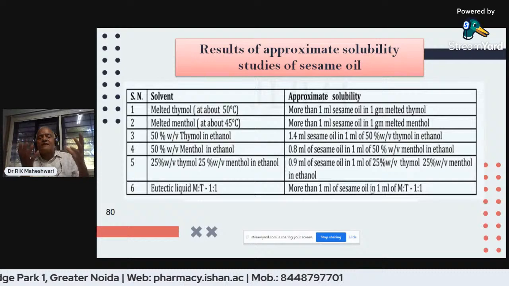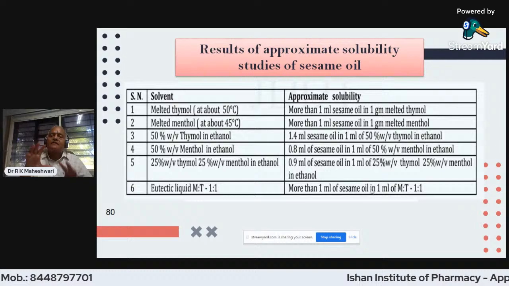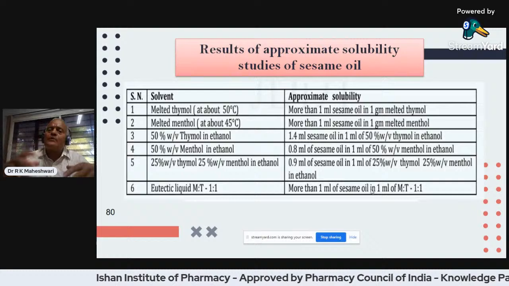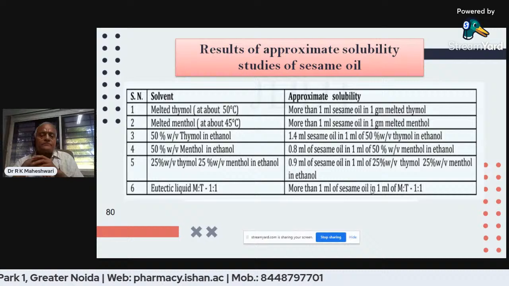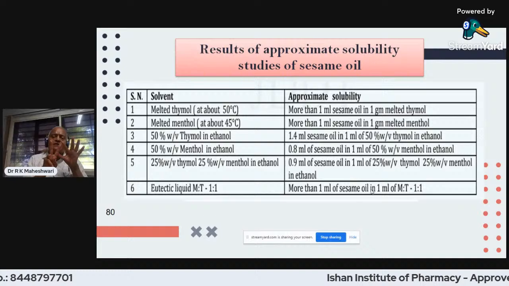And these solvent systems were employed for extraction. Just as a model, you may say, the solvent system. I'm not saying you employ thymol, but you can see, and then wisely you can take a decision on how solids can be employed for extraction of active constituents. Now one more, number 5: a solvent system made by dissolution of 25% thymol and 25% menthol in ethanol. This was also a strong solvent for sesame oil.